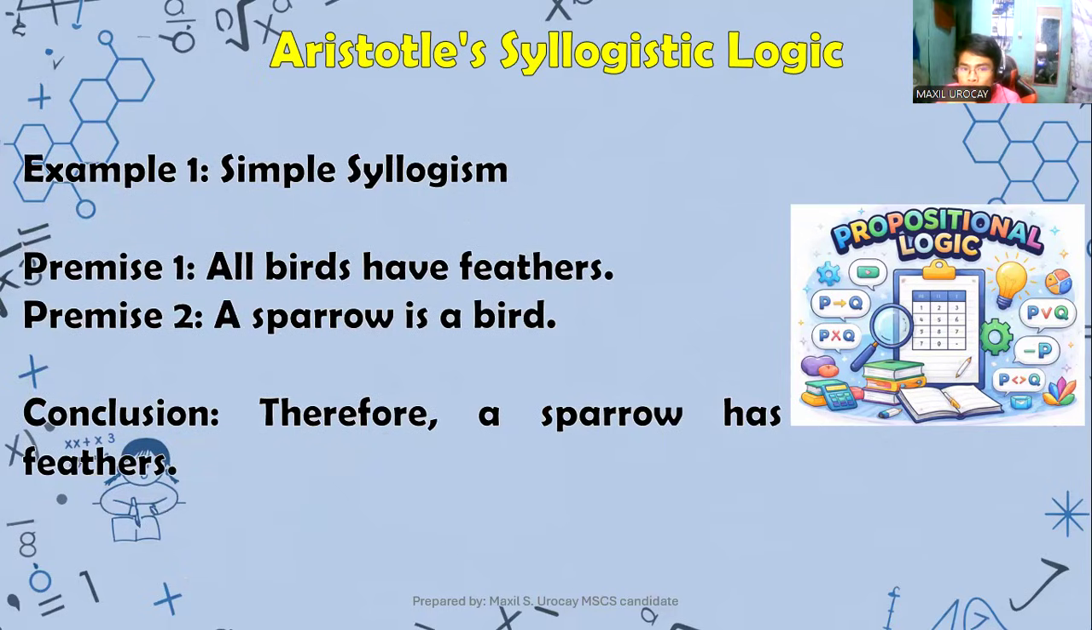Now, in terms of Aristotle's syllogistic logic, a simple syllogism. Say, for example, all birds have feathers, and a sparrow is a bird. Therefore, the conclusion that we can derive from that is that a sparrow has feathers. This is how it works.